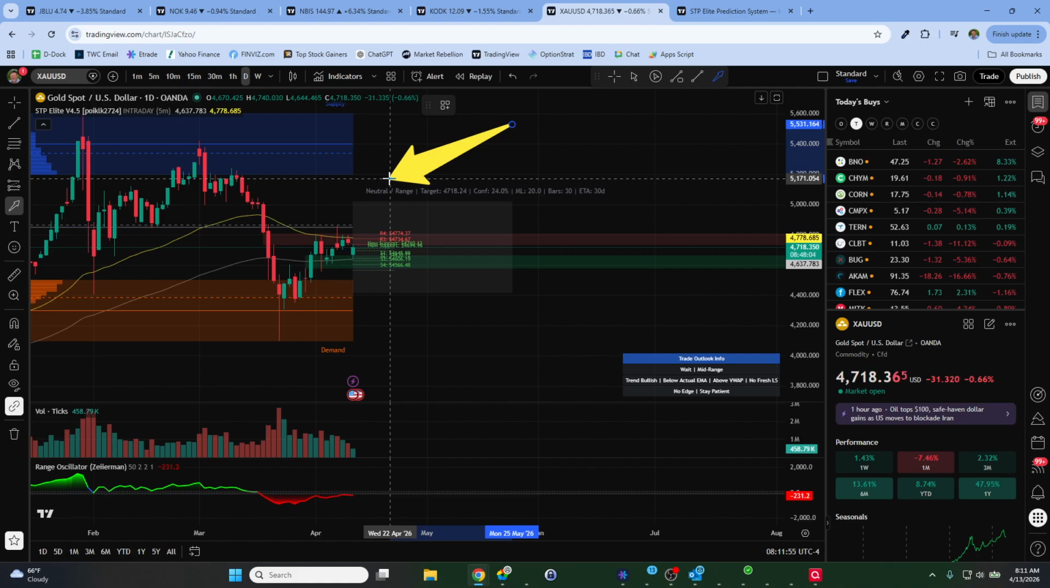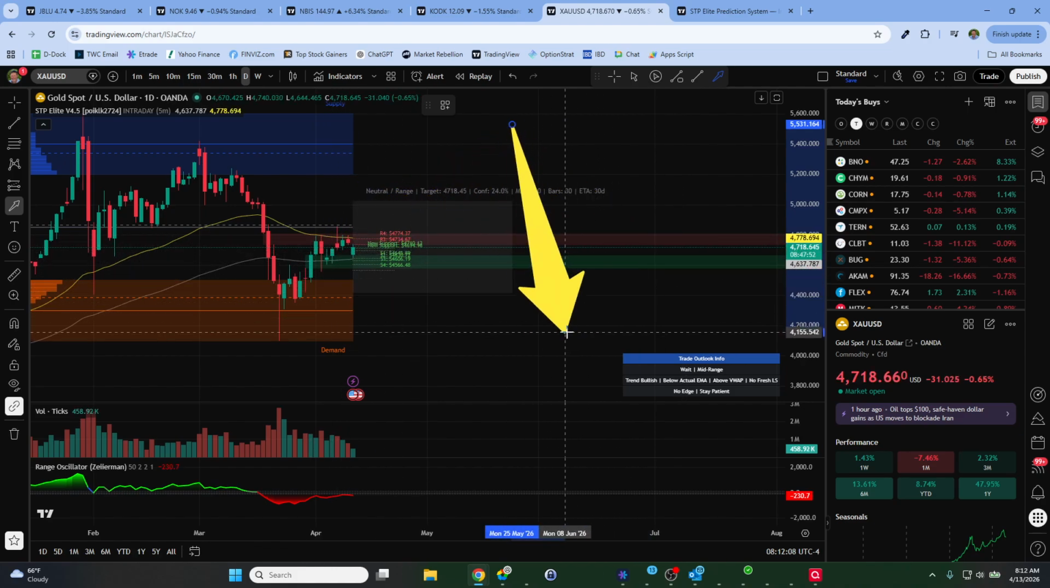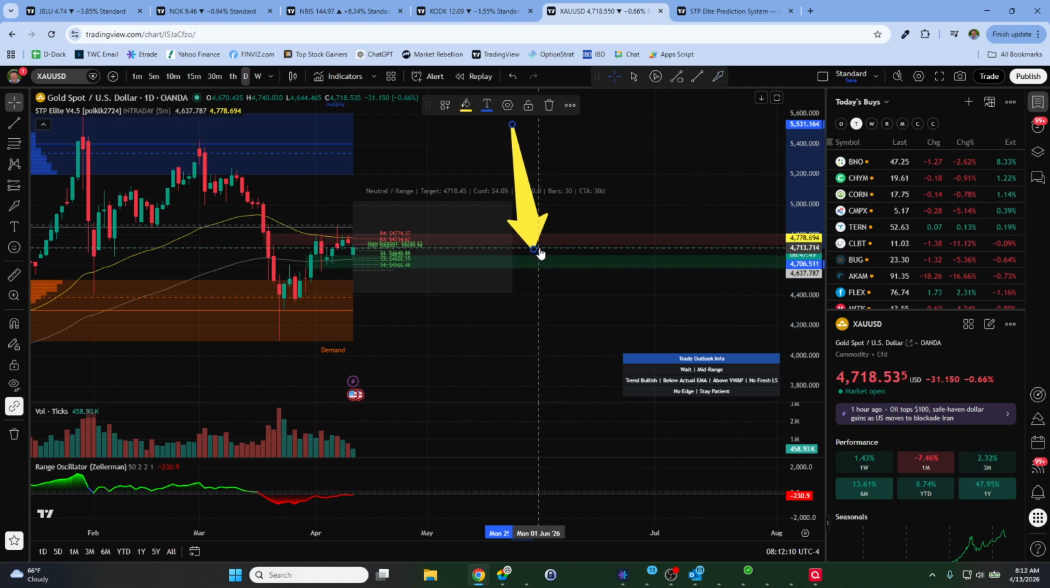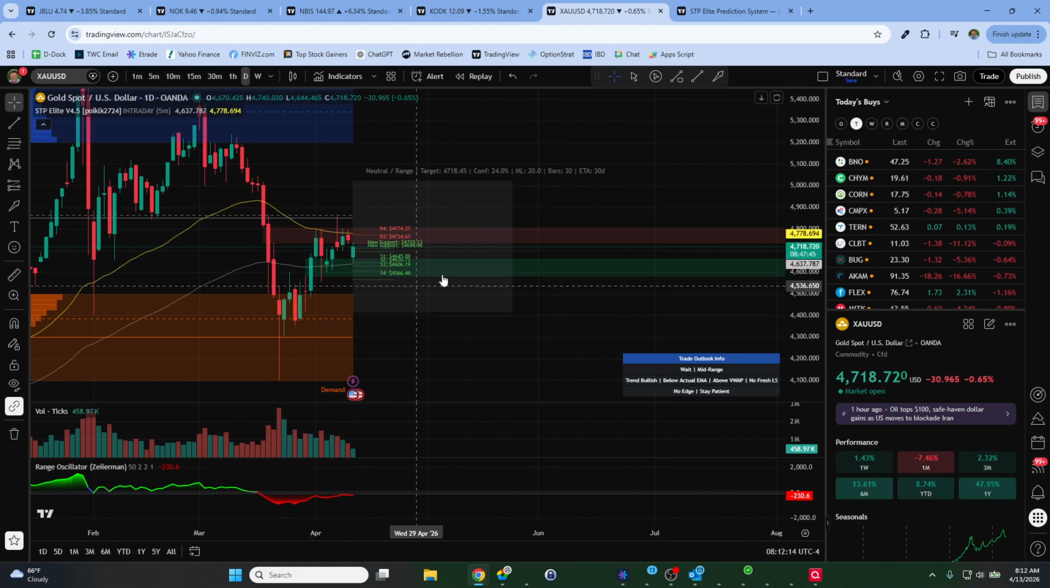I guess if you've traded enough, you probably realize that you're between supply and demand, you're between the two EMAs, you're between two fair value gaps. I mean, there's a lot that could go wrong here. So it's hard for it to predict on the daily which way it's going to go.